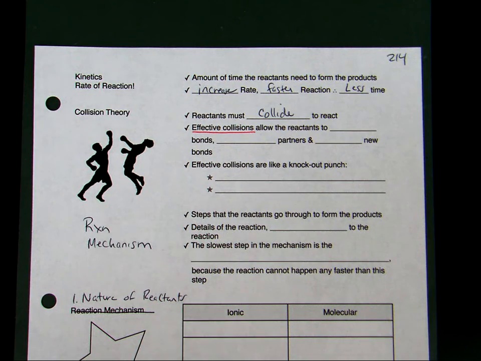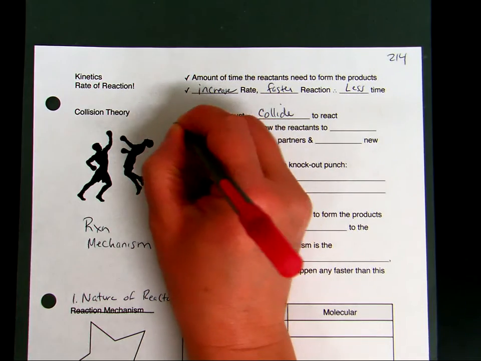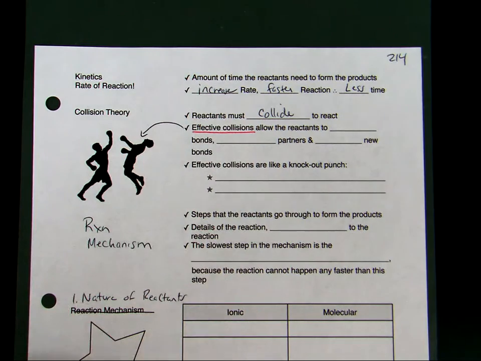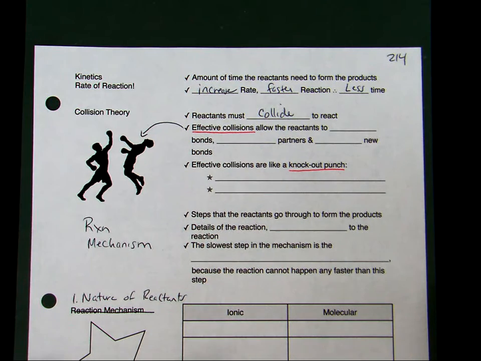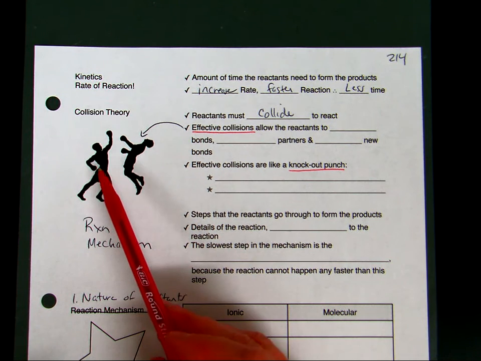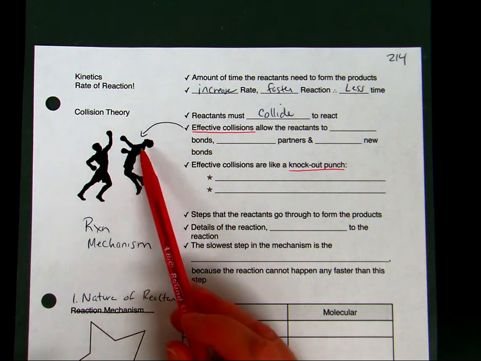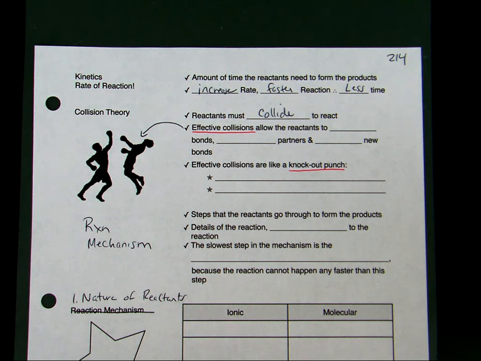And I like to equate effective collisions to a knockout punch. Okay, so effective collisions are like a knockout punch. So during a boxing match, it's a knockout if the competitor hits his opponent in a certain location, somewhere in the face, but he also needs to hit him with the right amount of force.